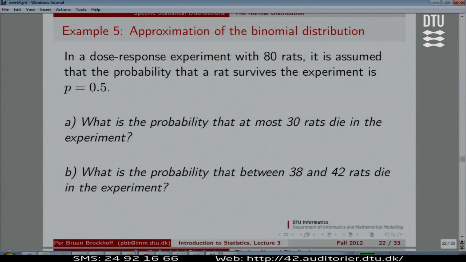Here is an experiment with 80 rats. It's assumed that the probability that a rat survives the experiment is 0.5.